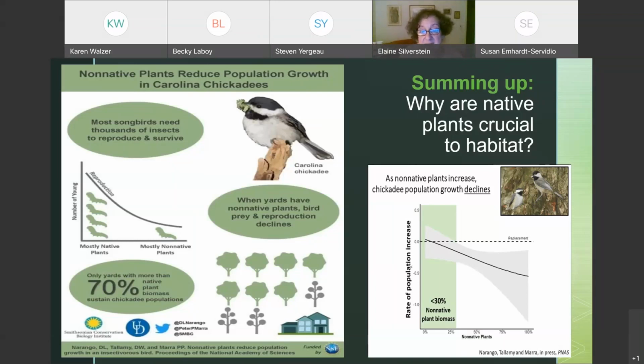And that's because the caterpillars are all very specific in their needs and they can only eat native plants. So no native plants, no caterpillars, no birds. It's really as simple as that. I would encourage you to read Doug Tallamy's work. It's in the resource list that you'll get.